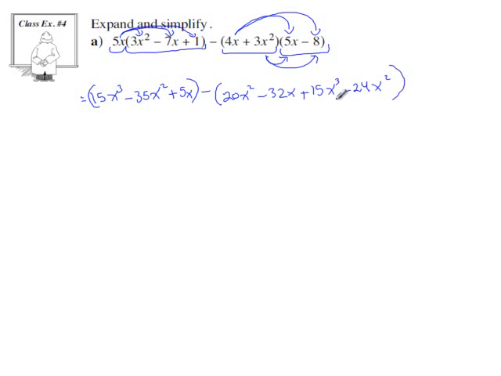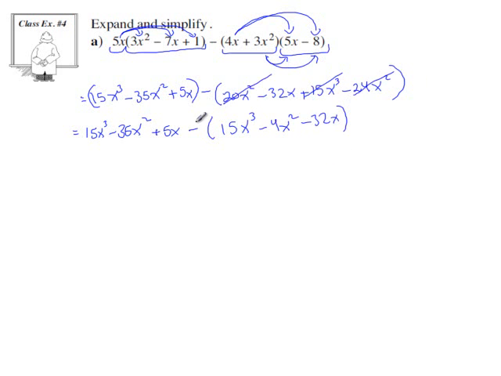Okay, next thing you want to do is look to see if you can simplify inside the brackets. And in this case you have one like term here, so we'll do that. 15x cubed minus 35x squared plus 5x. There's nothing you can do here, nothing to simplify. Minus this 20x squared and the negative 24x squared will be like terms, but I'll do it in order. So 15x cubed, then 20x squared minus 24x squared is negative 4x squared, and negative 32x.